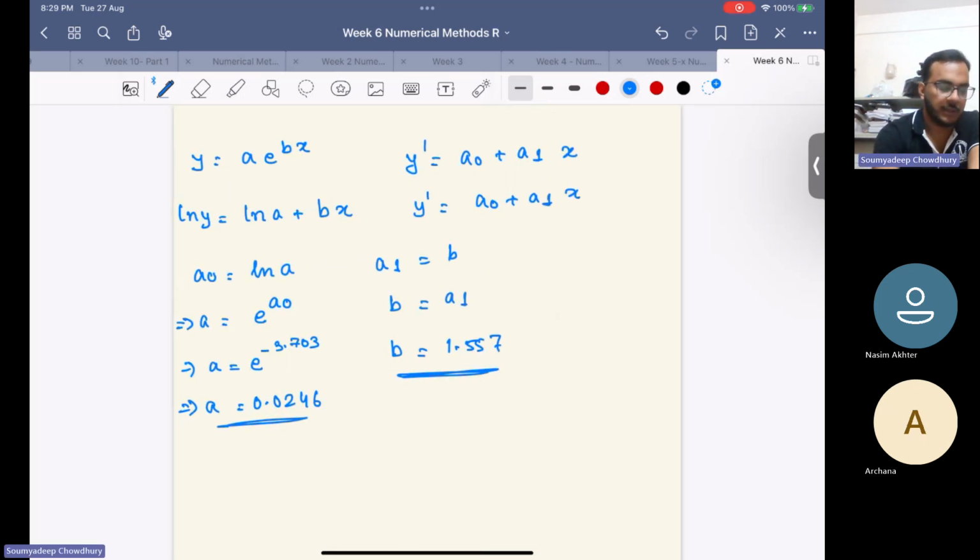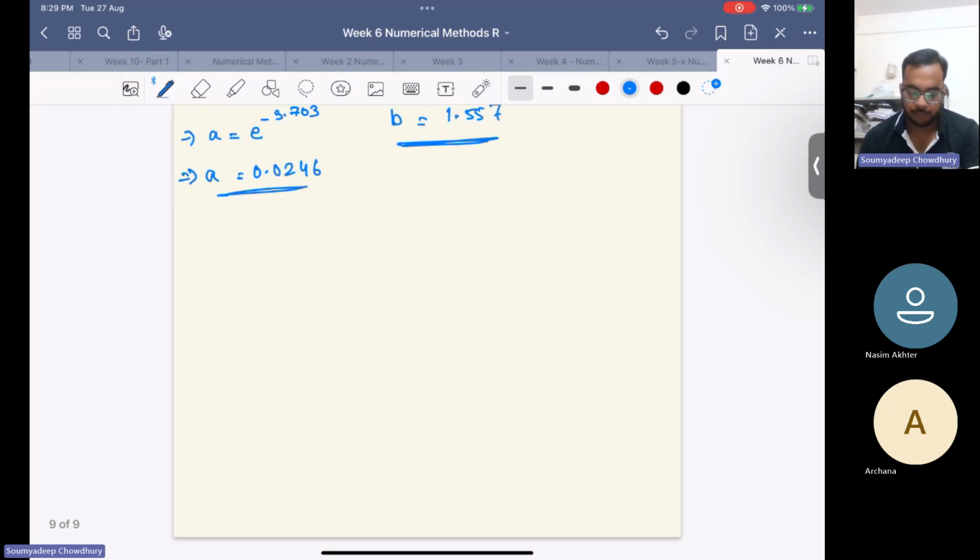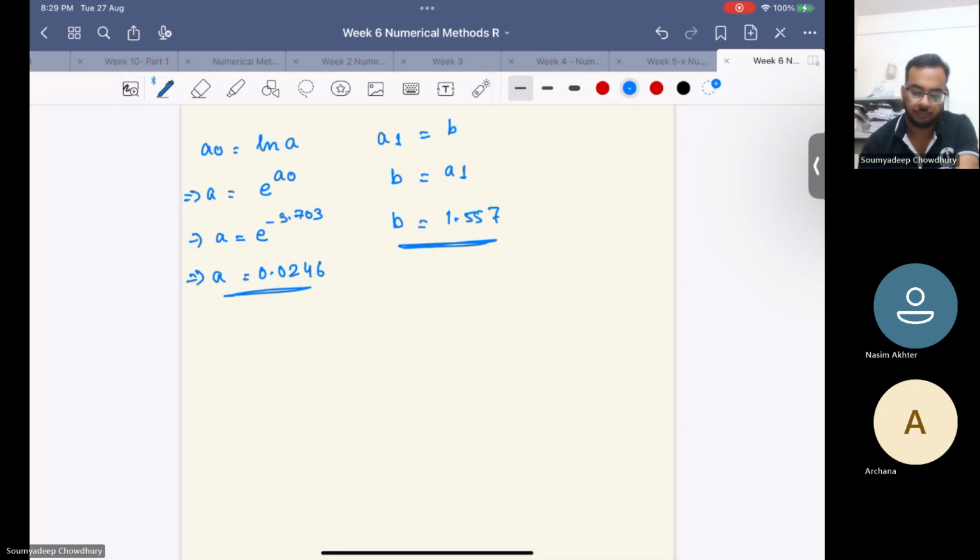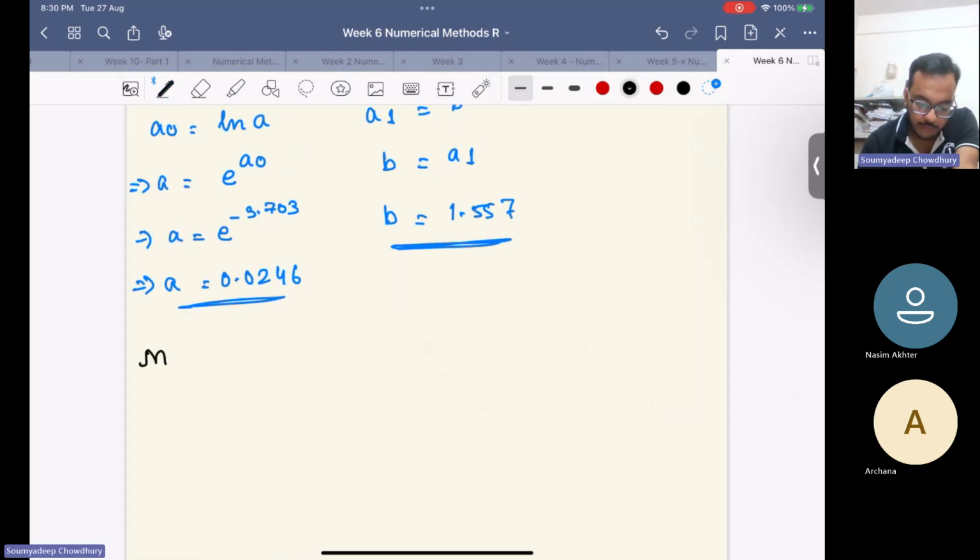Okay, so this is done. So now, just a second. Okay, so last topic for today. It is the matrix approach to find the regression coefficients.